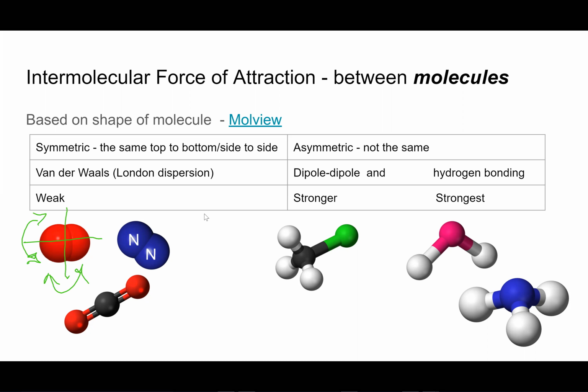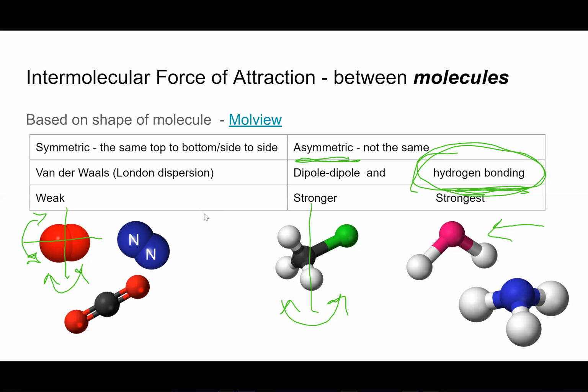If they're asymmetric, which means not the same, so obviously if I cut it in half this way, these two sides do not look the same, then the type of IMF is dipole-dipole. And a specific subset of dipole-dipole, which is super important, is called hydrogen bonding. Hydrogen bonding attractions are not an actual chemical bond. They're just a strong attraction. Hydrogen bonding attractions are the strongest, and this is the water molecule, and it does have an IMF of hydrogen bonding.